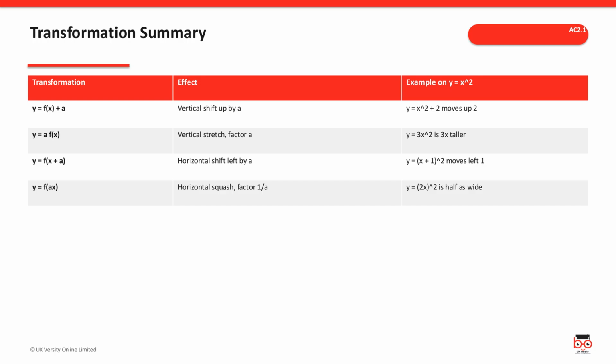Let's line those four up against y equals x squared to make them concrete. F of x plus 2 moves the curve up by 2. 3 times f of x makes it 3 times taller. F of x plus 1 shifts it one place to the left. And f of 2x squeezes it to half its width. It's the same parabola each time, just repositioned or reshaped.